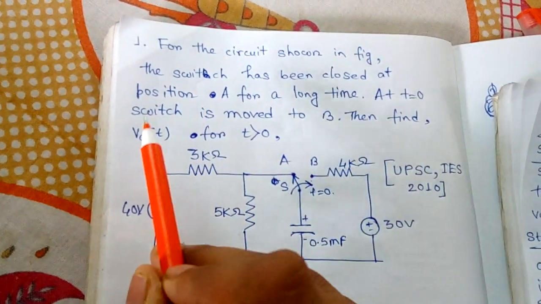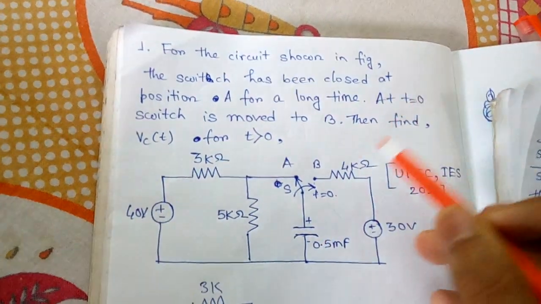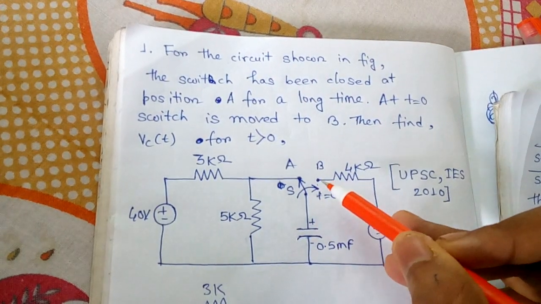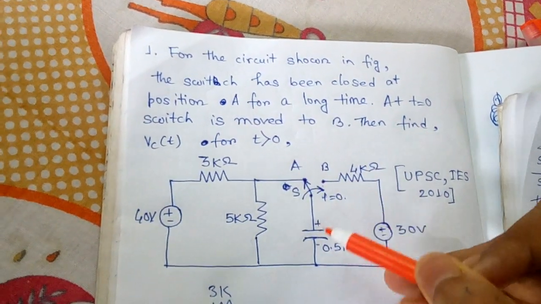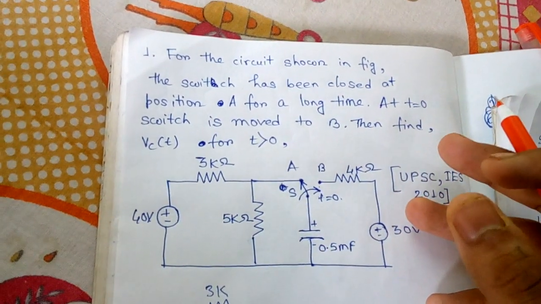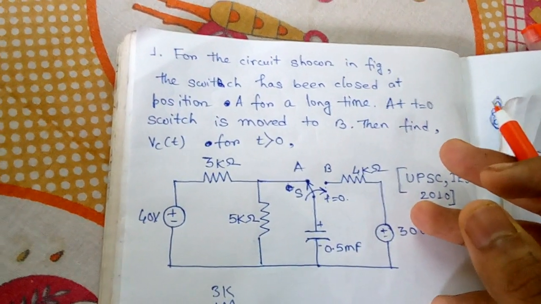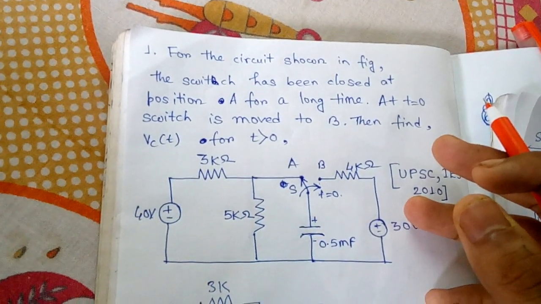At t equals 0, the switch is moved to B, which means there is a transition from A to B at t equals 0, and we have to find VCT, the voltage across the capacitor, at t greater than 0. So at t greater than 0, we have to replace the capacitor. Now look at this condition.